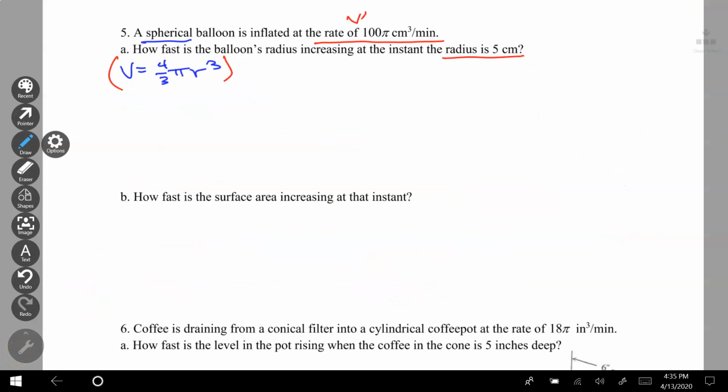So for my next problem, I have the spherical balloon. The volume of a sphere is 4/3 pi r cubed. I can take its derivative. I get v prime is equal to 4 pi r squared times r prime. And what do I know? Well, I know my v prime is equal to 100 pi. My radius is equal to 5.